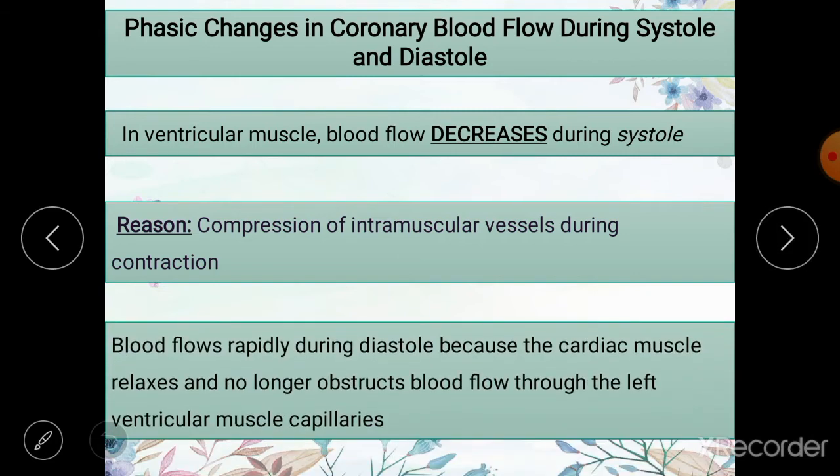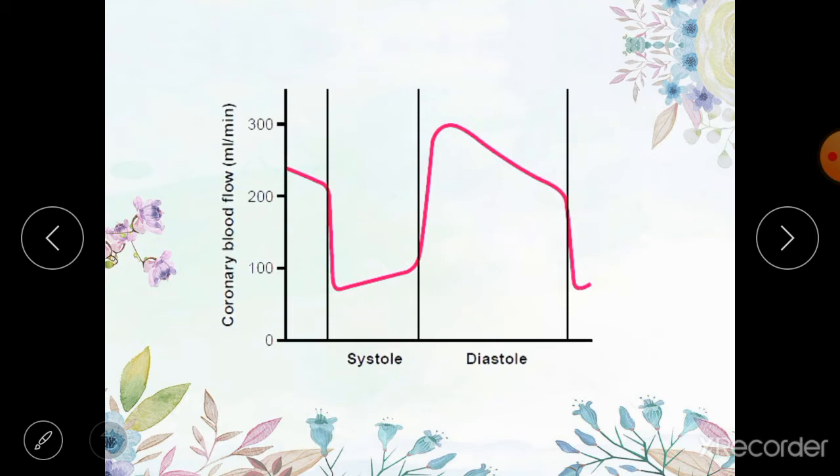But as soon as the ventricles relax, these intramuscular arteries open up and the blood flows from the epicardial arteries into the intramural arteries and into the subendocardial plexus, and the blood can be supplied to the tissues of the ventricular wall. So you must remember that the blood supply to the ventricular muscle is phasic, and it decreases during the systole and it increases during the diastole.